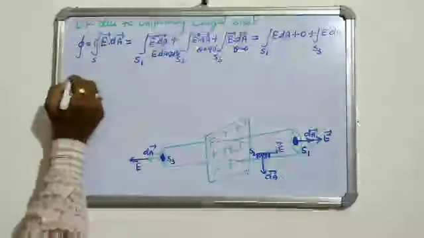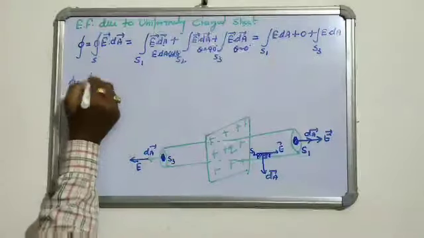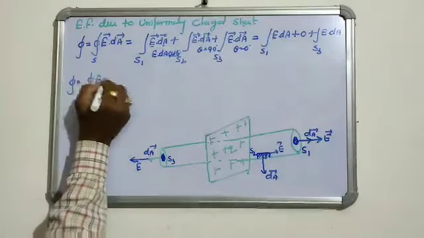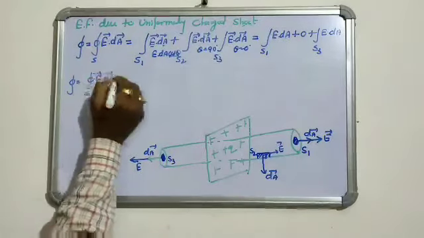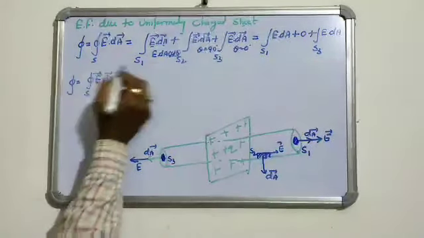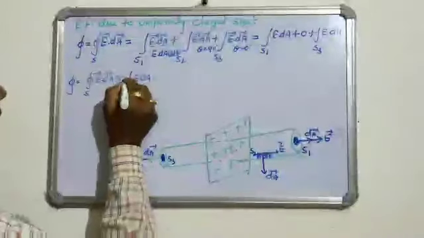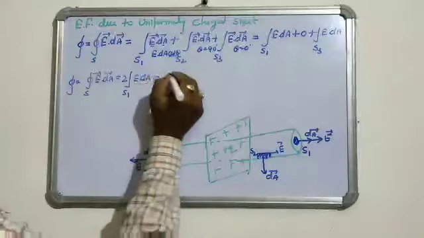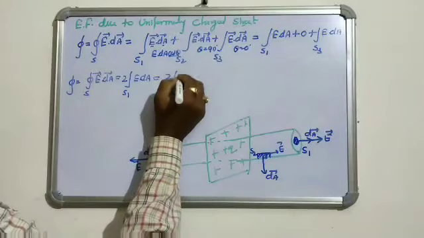Here the S1 surface is equal to the S3 surface, so we can write S1 equals S3. So we have 2 times the integral of E dA.